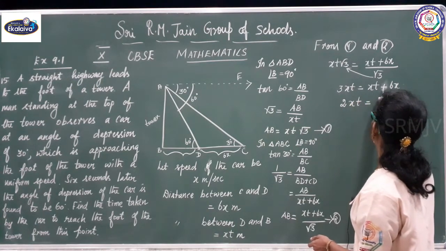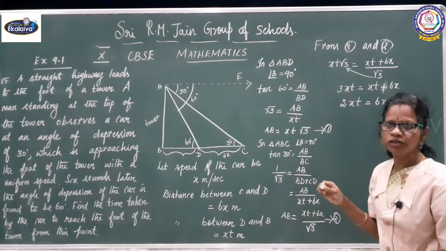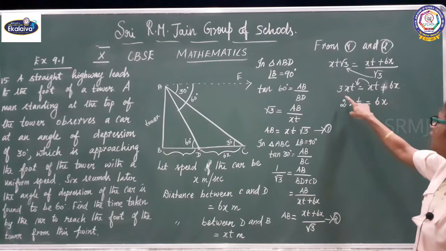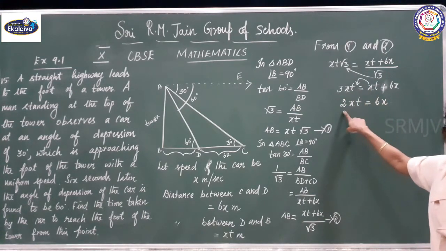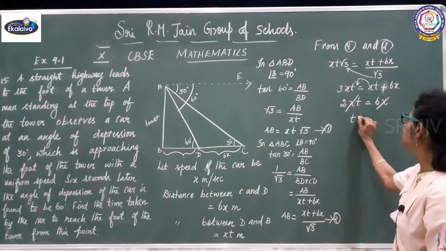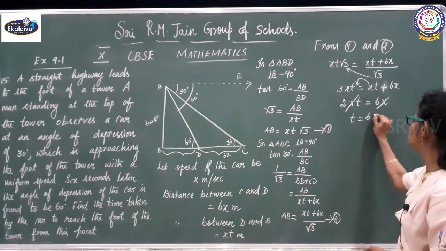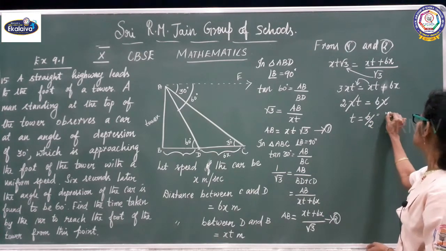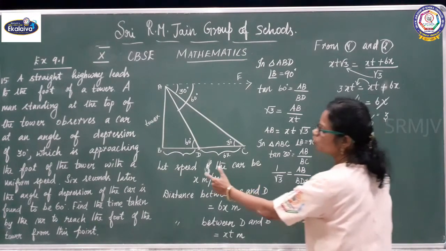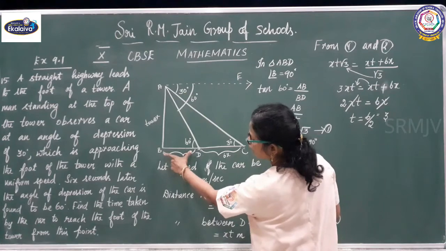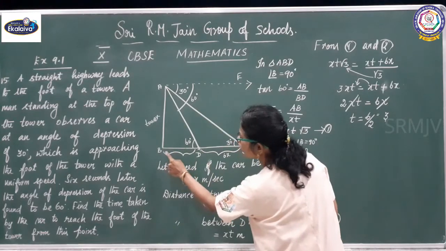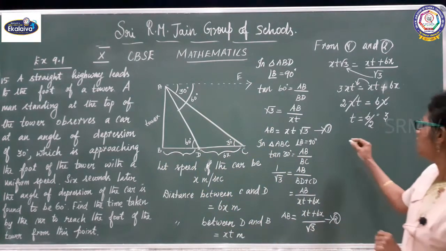2xt equal to 6x. Got it, children? 3xt, when you shift to this side, you will get it as minus xt. 3xt minus xt, 2xt equal to 6x. X cancel. Then t is equal to 6 by 2, 3 seconds. That means the time taken by the car to reach the foot of the tower from this point is 3 seconds, right?